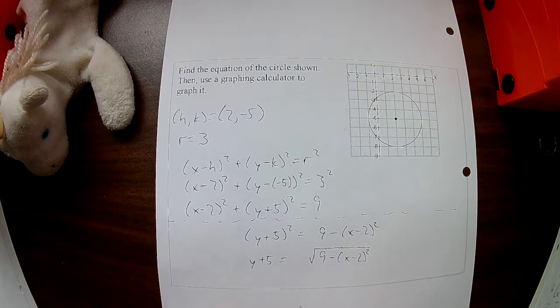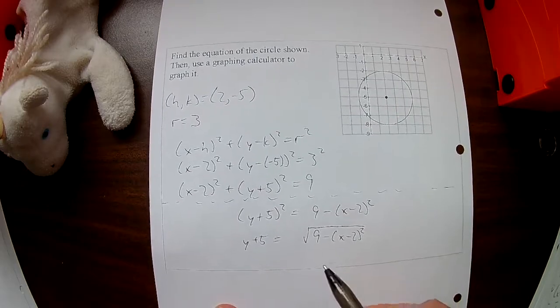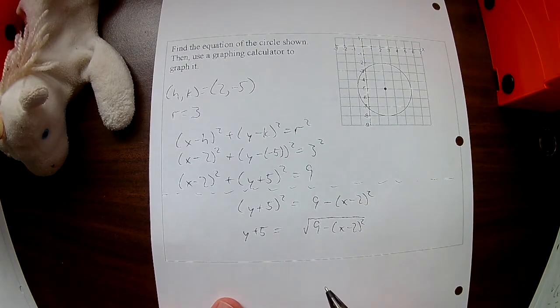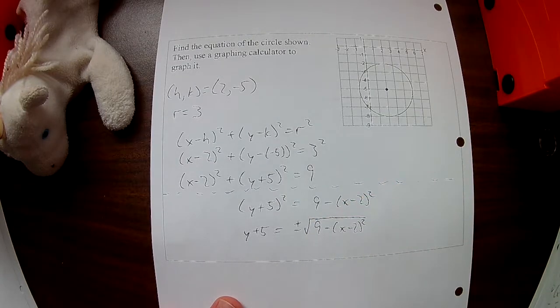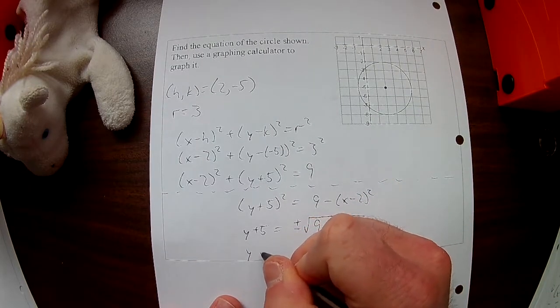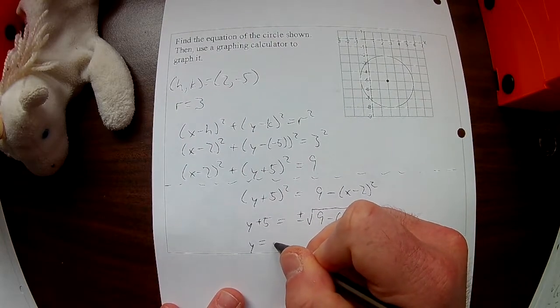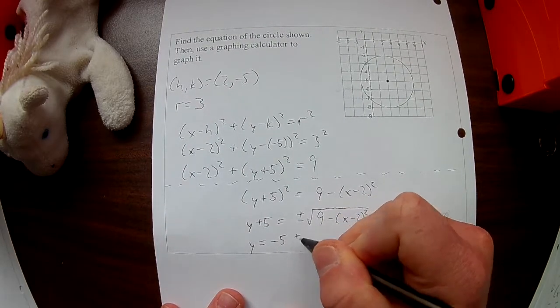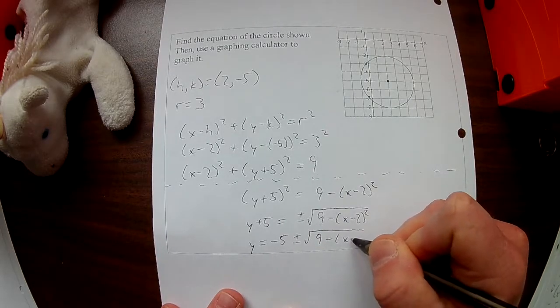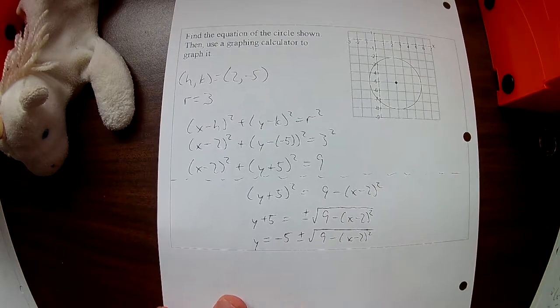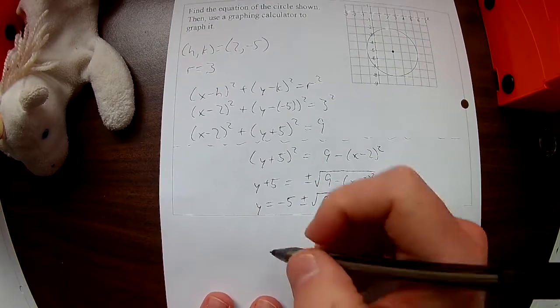If you are graphing this in a graphing calculator, you have to remember from last year in Algebra 2 that you had to put plus or minus whenever you took the square root. So in order to graph this, you could graph y equals -5 plus or minus the square root of 9 minus x minus 2 squared. And I encourage you guys to do that in your calculator right now. Please grab your calculator, graph it.